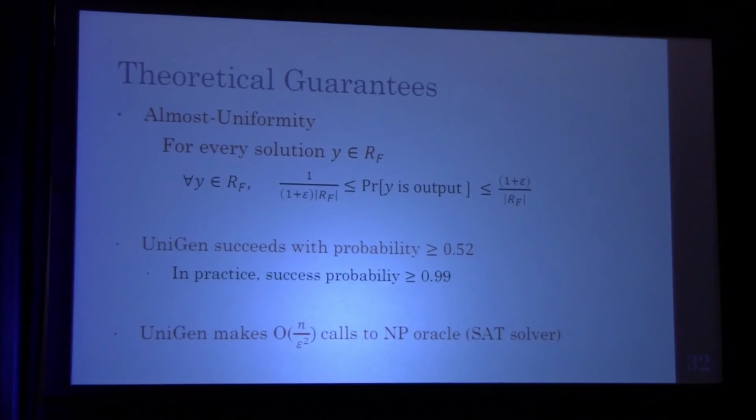So this allows these algorithms to have 1 plus epsilon bounds. Furthermore, for UniGen, and there have been other algorithms similar to UniGen, one could show that the success probability is at least 0.52. In practice, the algorithms almost always succeed. The number of calls you have to make to the NP oracle is n over epsilon square, after you have made one call to the approximate counter.